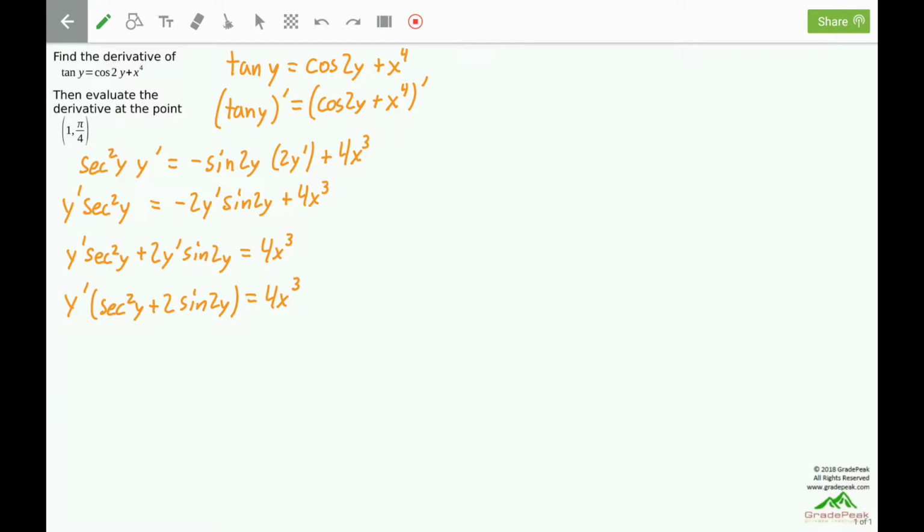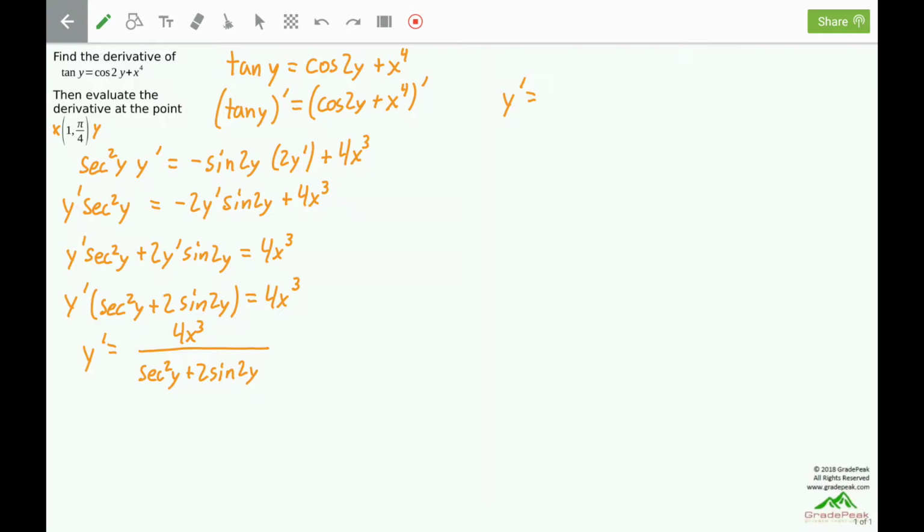And we can now solve for y prime by dividing both sides by what's in the parentheses. So y prime will be 4x cubed divided by secant squared of y plus 2 sine of 2y. There's a simplified version of the derivative. The next thing to do is evaluate this at the point (1, pi over 4). The 1 will be the x, the pi over 4 will be the y.